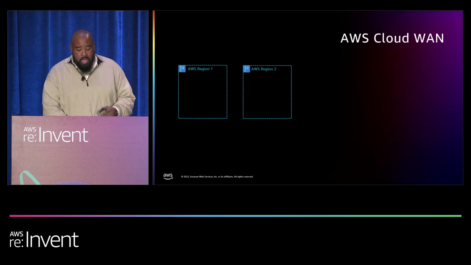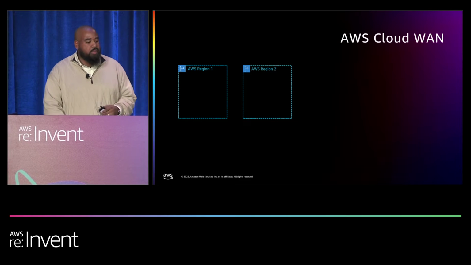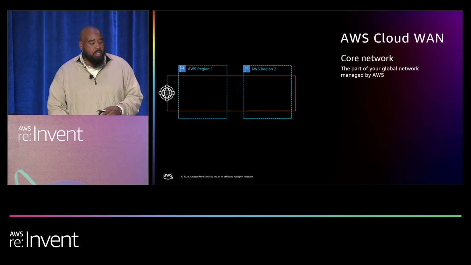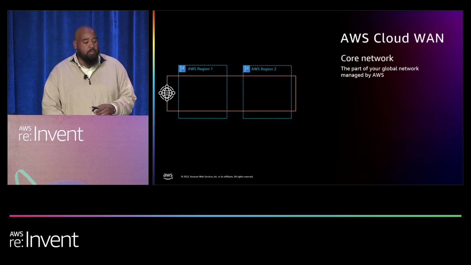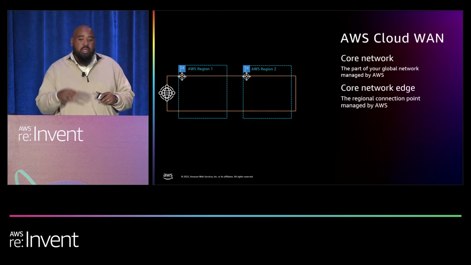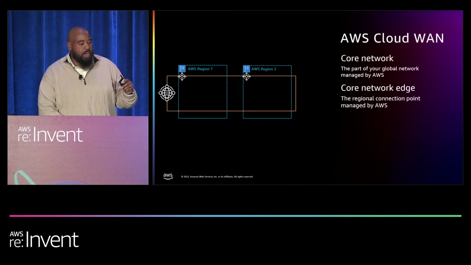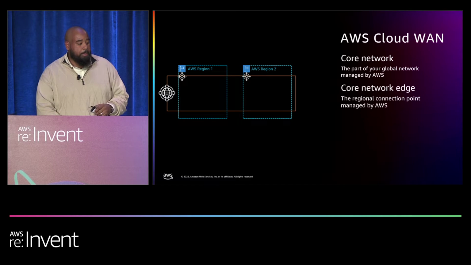Now, when we talk about Cloud WAN, let's look under the hood. With Cloud WAN, we have 2 regions here. First, you build your core network. This is the part of your global network that's managed by AWS. Next, you determine the regions that you want to have your workloads in. At that point, Cloud WAN creates regional network edge points in those regions. Before, you would create transit gateways in those regions. Now Cloud WAN does this and manages this for you.